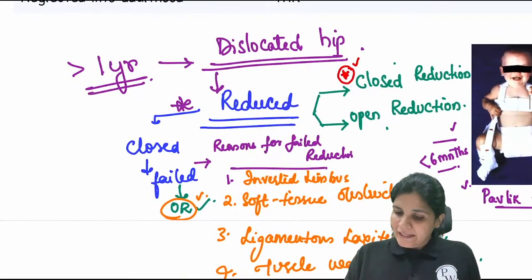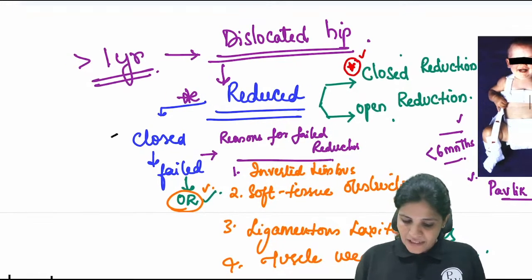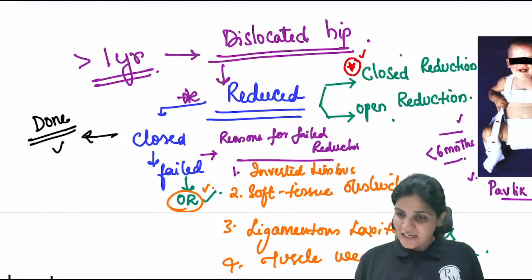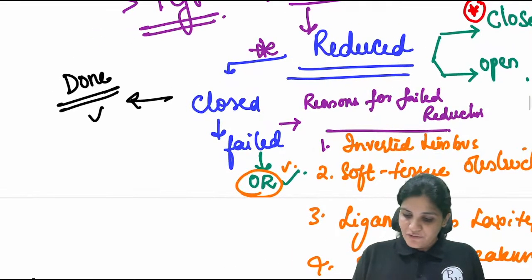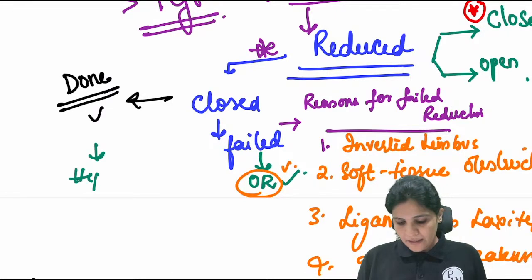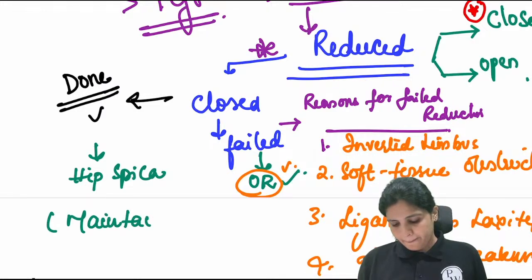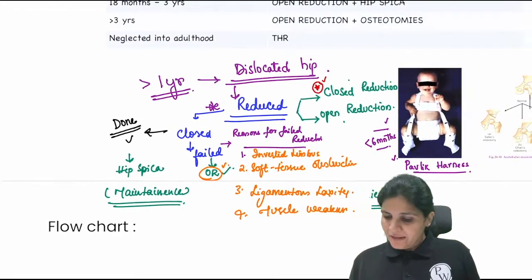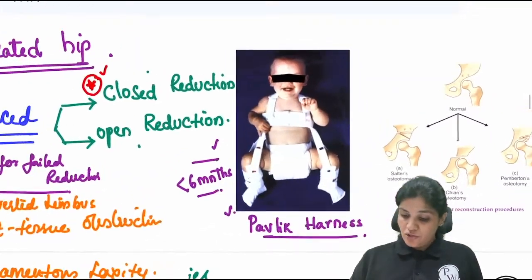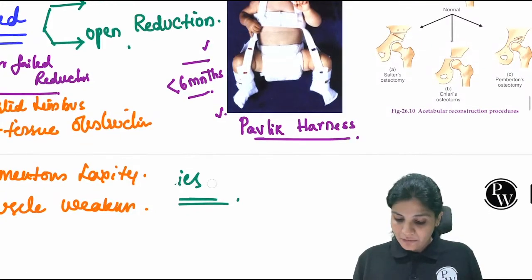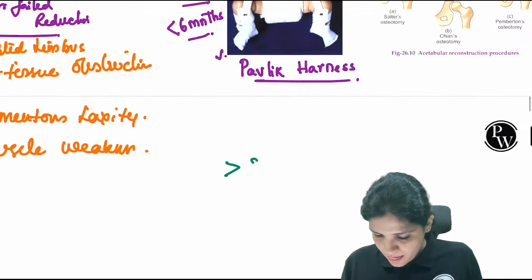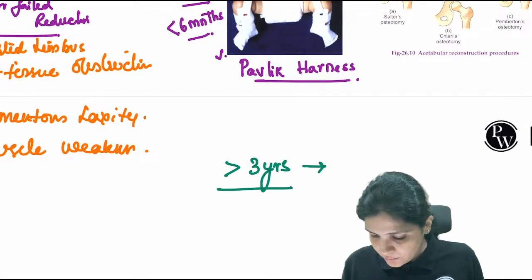And now see, here what I want to tell you is, once the closed reduction is done, I mean, if you're successful in reducing it closely, what you have to do? You have to go for hip spica. That is maintenance. Right? Maintenance. And now when you go for osteotomies, if the patient is again more than 3 years, then you can go for osteotomy.